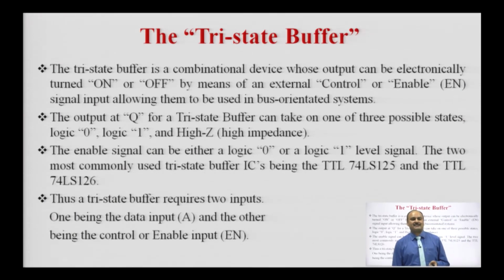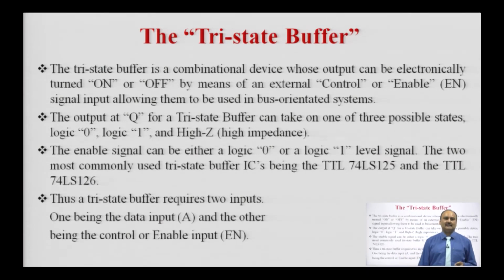In a tri-state buffer, generally the buffer has 2 inputs, that is input A and the enable input. This enable input is either logic 1 or logic 0. When we apply logic 0 or logic 1, it depends upon whether the buffer has an active low enable signal or an active high enable signal. Commonly used tri-state buffers are the TTL ICs 74LS125 and 74LS126.